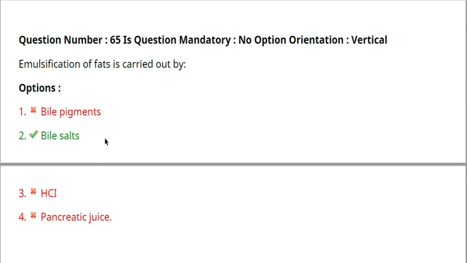Okay. Next, emulsification of fat is carried out by your bile salt. Bile salt is nothing but they are made from liver, and the precursor molecule for bile salt is your cholesterol. So they are made up of bile acid along with the conjugation of your glycine or taurine. Okay, so the bile salts are involved in breaking down the fat. In addition to that, they are involved in absorbing a few important vitamins, and this bile salt also eliminates toxin.